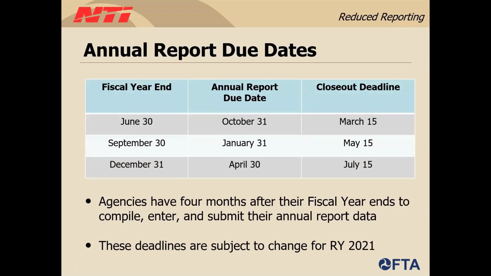Agencies have 4 months after their fiscal year ends to complete their NTD reports. For example, if your fiscal year ends on June 30th, the deadline for submission is October 31st. And the reports must be closed out or finalized by March 15th of the following year. We have 3 primary groups of fiscal year reporting deadlines. They're listed here in the table.